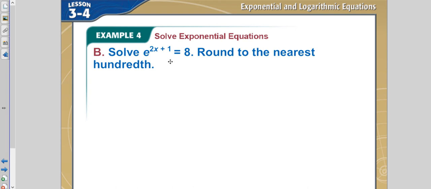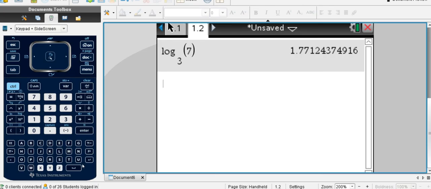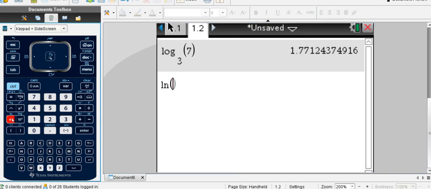Let's try another one. Again, this is an exponential form, but this time the base is e. So since this base is e, I'll take the natural log, because that means the base is e, of the number, which is 8, and we're going to set this equal to the power, which is 2x plus 1. Now I can type this in the calculator, and we'll find out that the natural log of 8 is that value there.